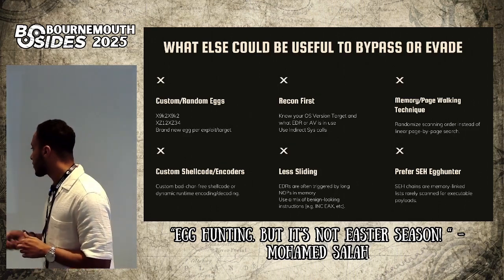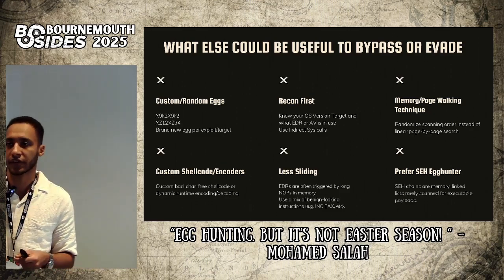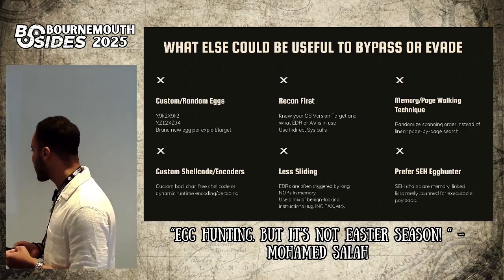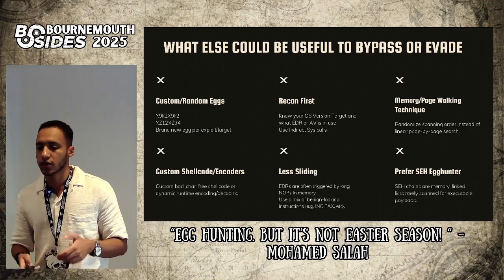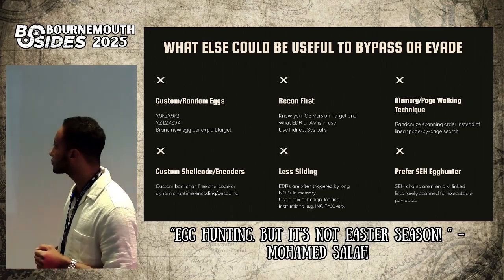And the last thing is the SEH chains, which is basically a linked list in memory. If there is an exception, it will go to the next one in the TEB memory, and that would be a better idea instead of just using direct syscalls or the usual way.